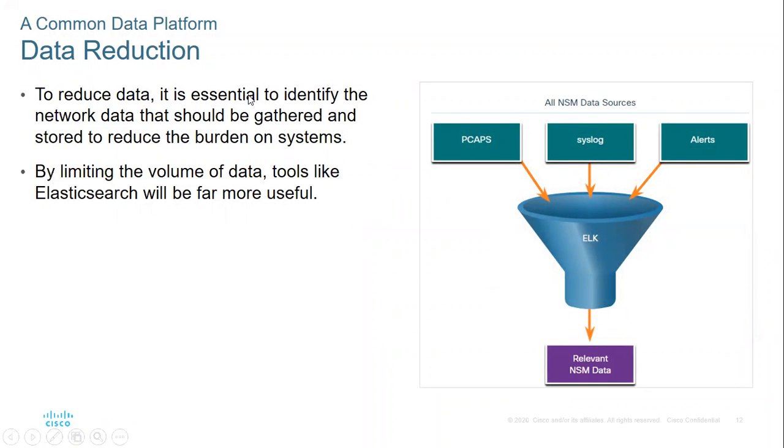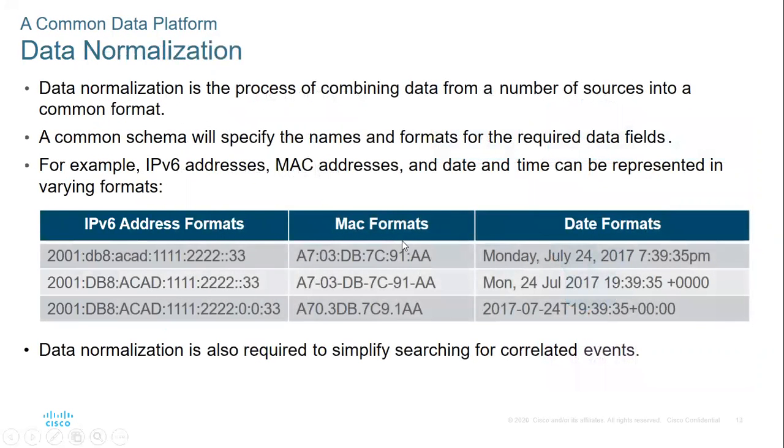Data reduction. You find that a large amount of data is generated in the organization. So it is very important that we deal only with the data that is relevant. The system should be able to decide which data is relevant and which is not, and then the system should be able to normalize data.